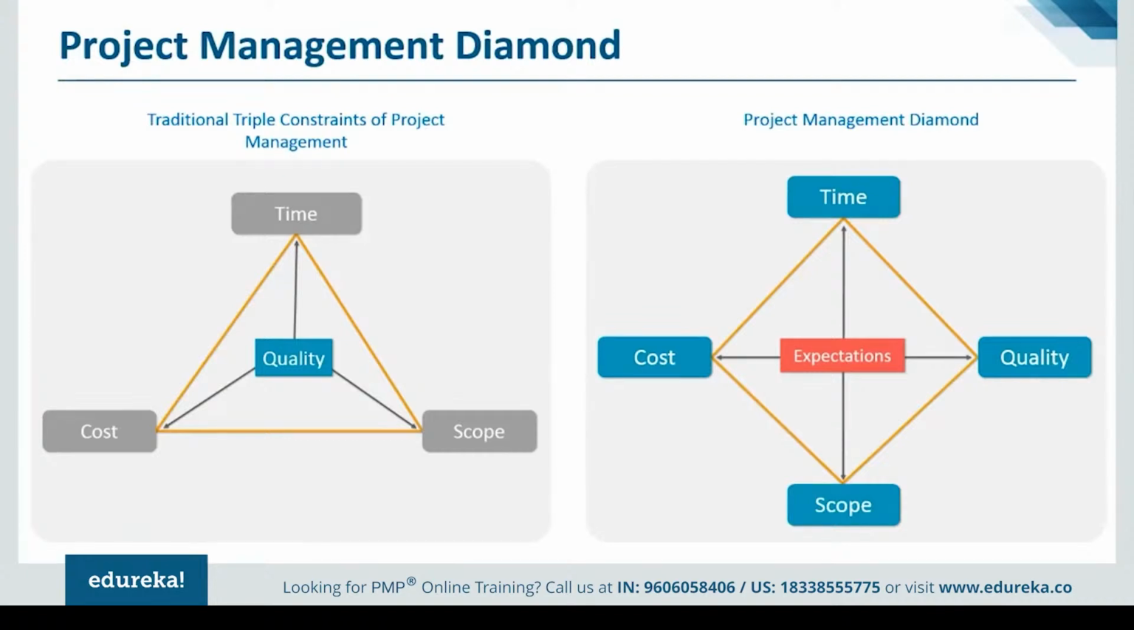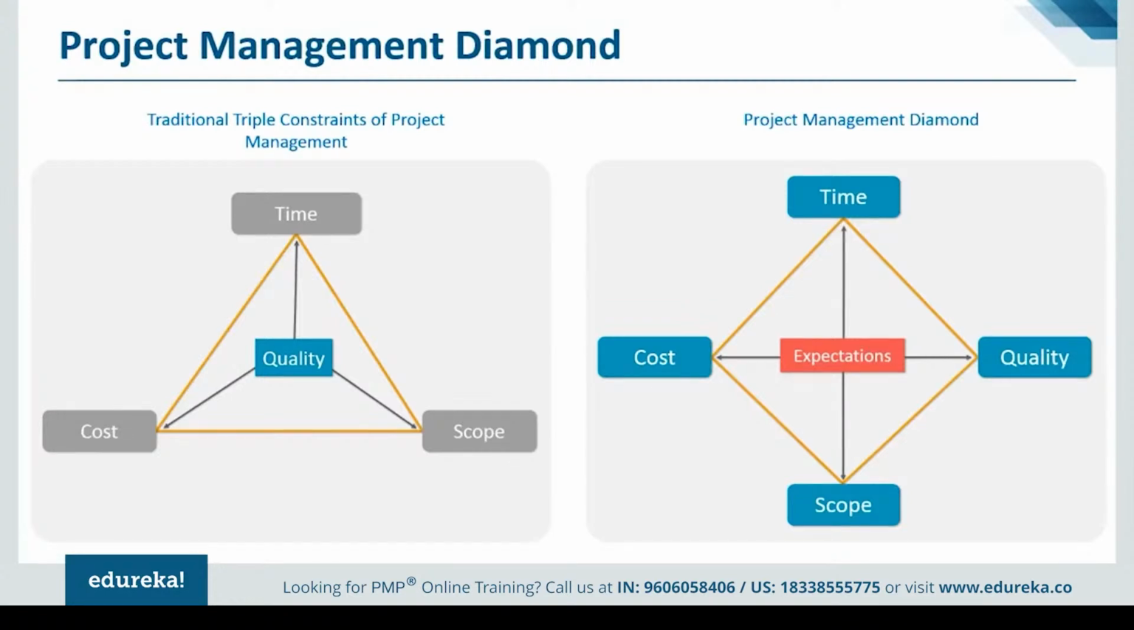If there is a change in time or schedule, obviously at least one other constraint of the project will get affected. Your cost might go up because you will have to put in more people, or your quality will get affected because now you have less time to deliver more, or you will not be able to complete all the scope which has been agreed with your customer. So a constraint is nothing but if one constraint changes, then at least one other will get affected.